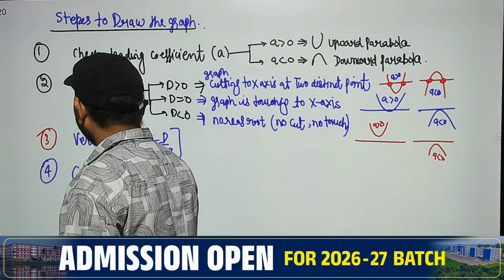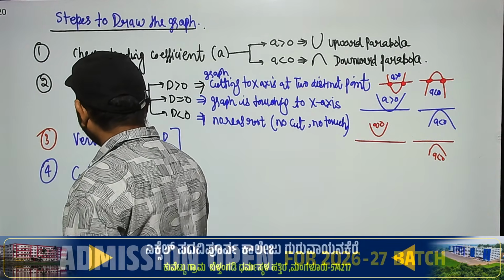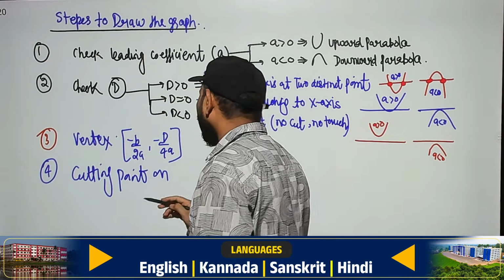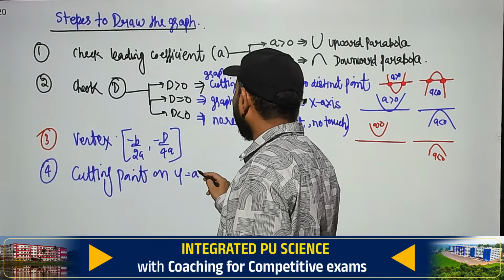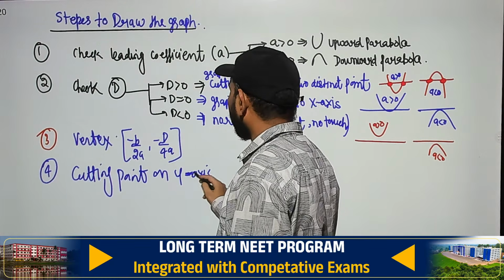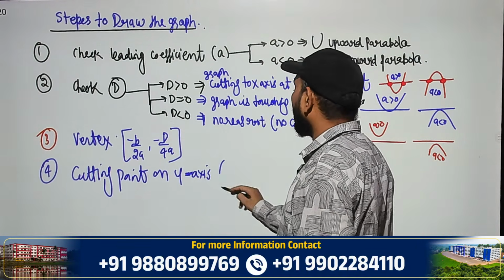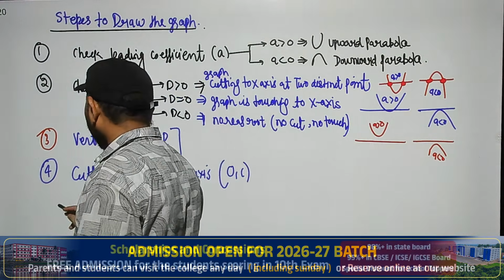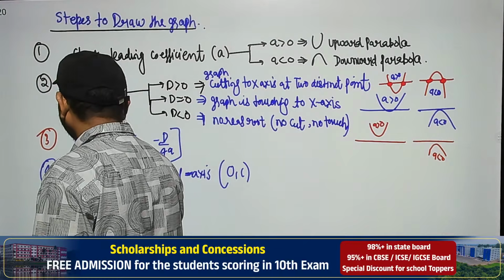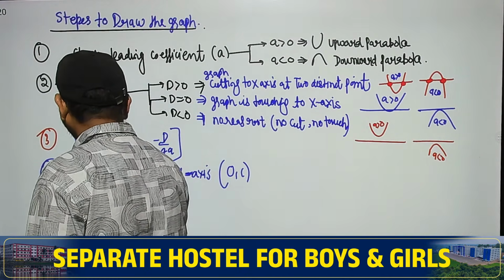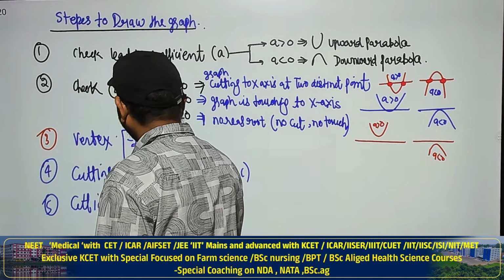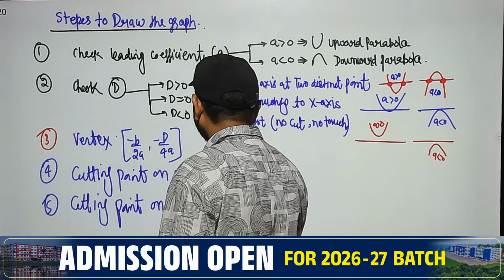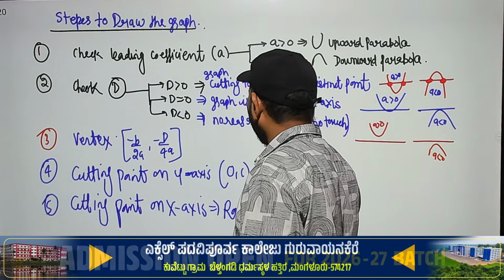Fourth point. Cutting point on the y-axis. What will you get? (0, c). Now the cutting point on the x-axis. It means roots.